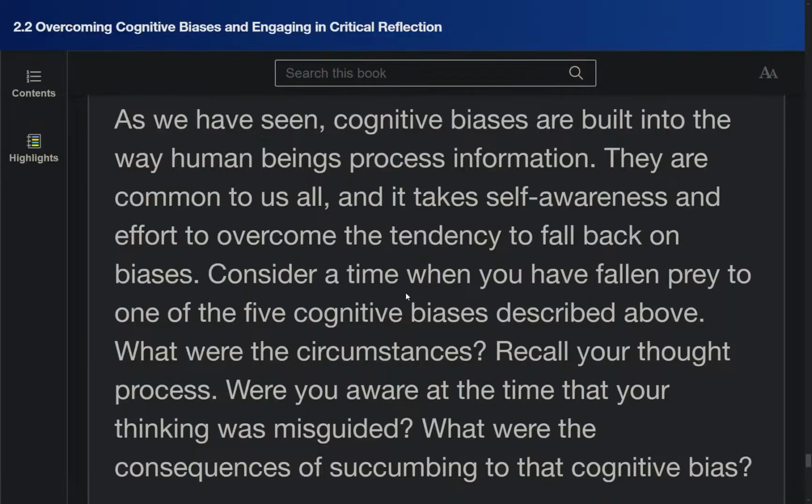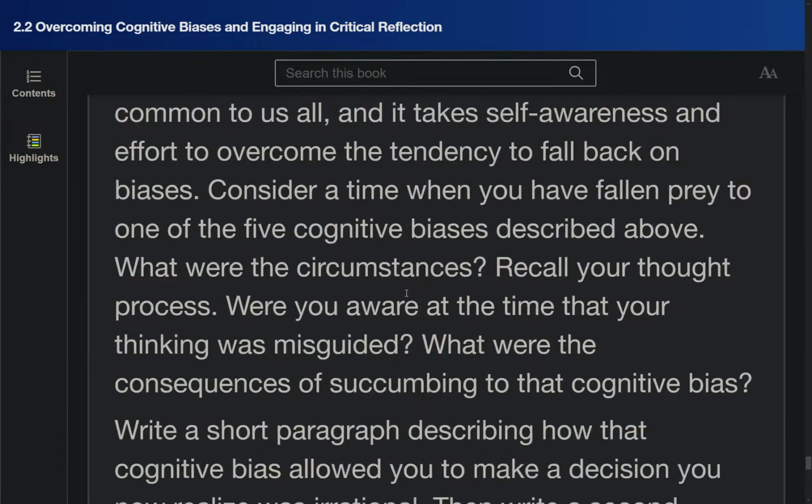Consider a time when you have fallen prey to one of the 5 cognitive biases described above. What were the circumstances? Recall your thought process. Were you aware at the time that your thinking was misguided? What were the consequences of succumbing to that cognitive bias?